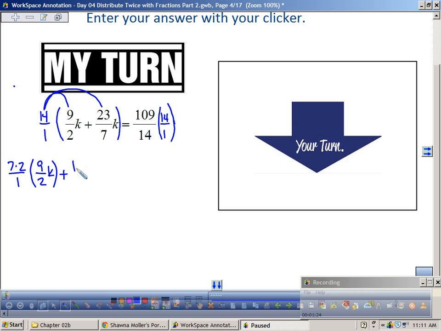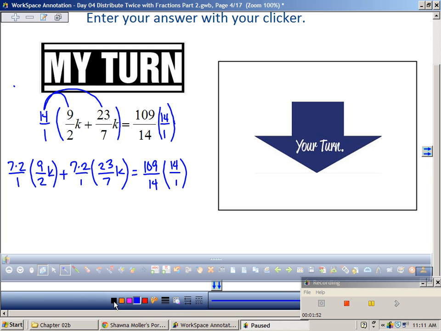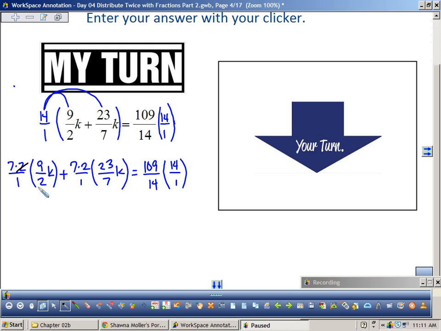Plus, how would I break up 14? Same way, right? 7 times 2 over 1 times 23 over 7k equals, do I need to break up this 14? Nope. And actually, let's write it out. 109 over 14 times 14 over 1. Let's go canceling. 2's go away, 7's go away, 14's go away.